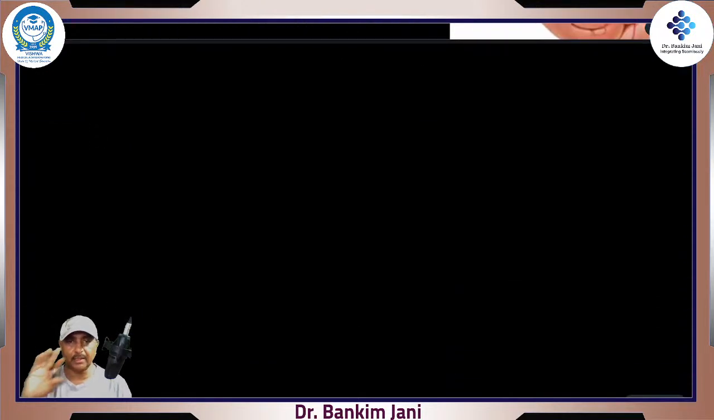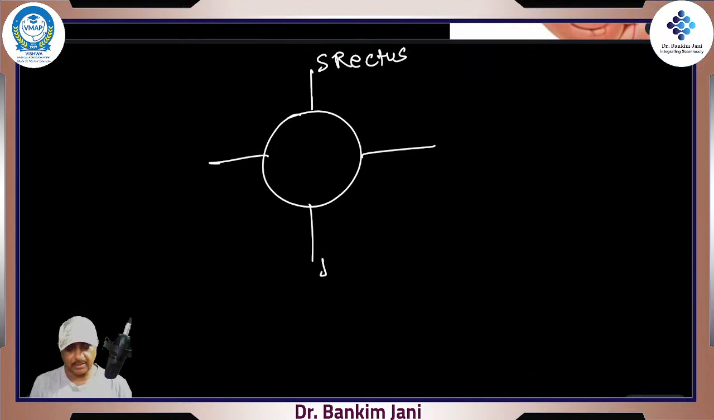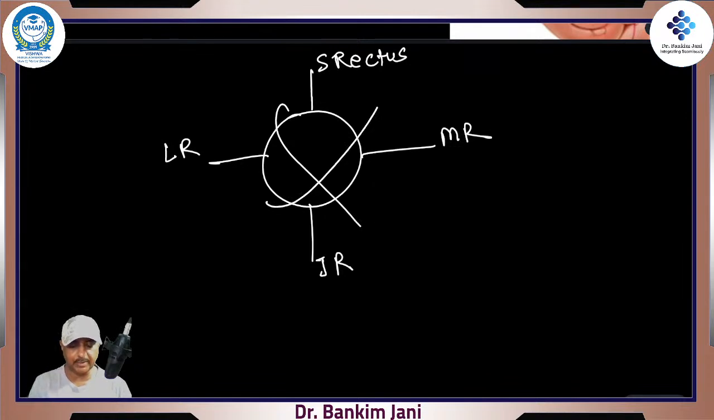See, in our eyeball, that's our eyeball, there are 4 rectus muscles: superior rectus, inferior rectus, medial rectus, lateral rectus. Rectus means straight, you know that. And there are 2 oblique muscles, superior oblique and inferior oblique. With these muscles, all eye movements are controlled.